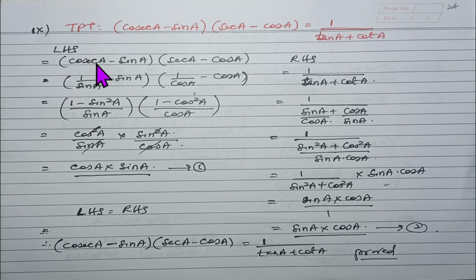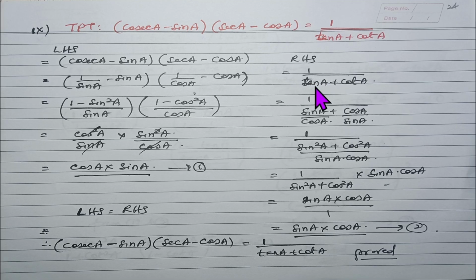Now write this in primary T ratios: (1 by sin A minus sin A)(1 by cos A minus cos A). Take the LCM: (1 minus sin square A) by sin A, and (1 minus cos square A) by cos A. And now what you can do is 1 minus sin square A is cos square A by sin A, and 1 minus cos square A is sin square A by cos A. Cos square A, this power cancels here, cos A cancels with the power, and sin A cancels with the power, and therefore we get cos A into sin A. So the simplification of LHS has given me cos A into sin A.